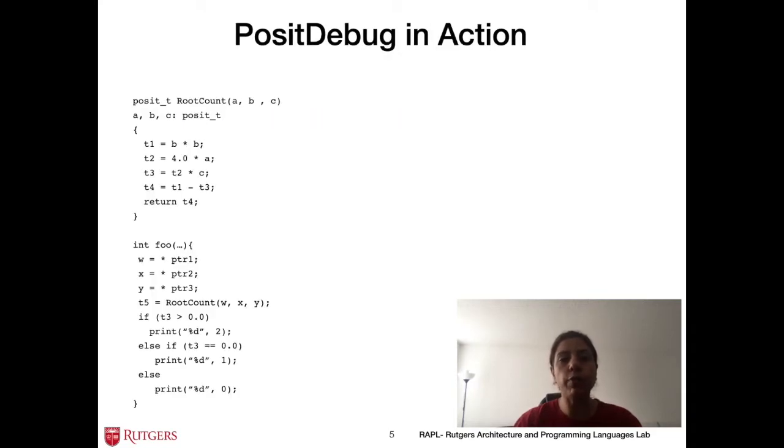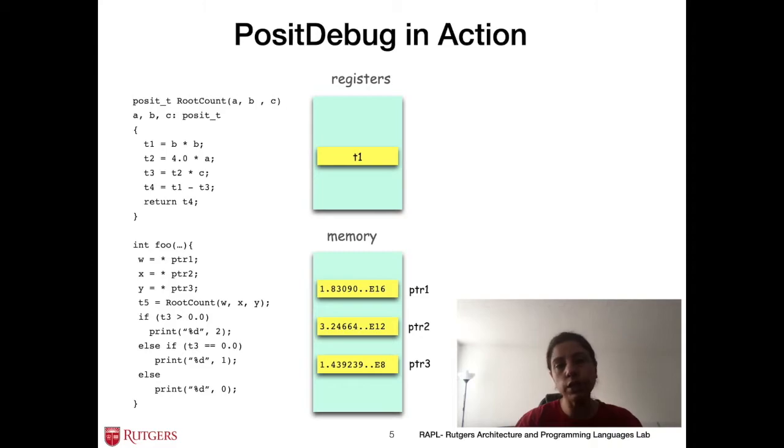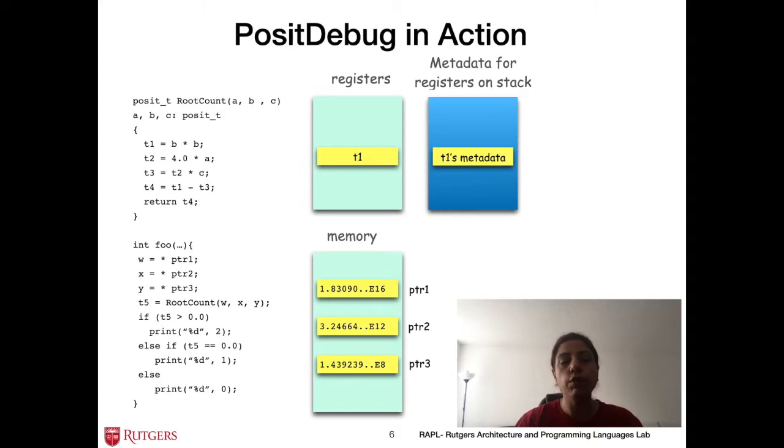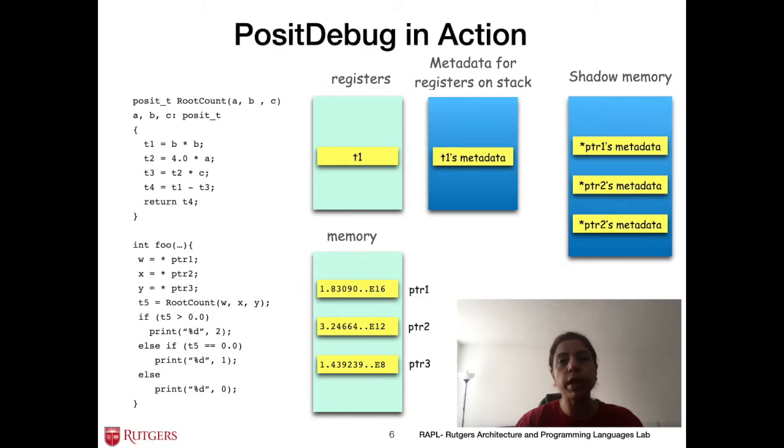Now let me show you how PositDebug works with an example. I will walk through this example later on, and the details of the program are not important at this moment. PositDebug is based on LLVM compiler instrumentation. Posit values can either be resident in registers or in memory. That means we need to store metadata for variables in registers and variables in memory. For variables in registers, we store metadata in the program stack. For variables in memory, we store metadata in shadow memory. Given the variable address, you can get the shadow address from which you can get the metadata.